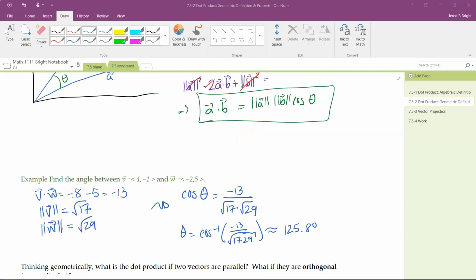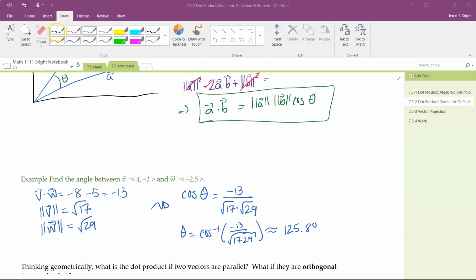And so here I did the dot product, minus 13, got the length of V was square root of 17, length of W is square root of 29, and then I just used the formula, or you could use this form as well. And at the end of the day, after I rounded and did inverse cosine, I got 125.8 degrees. Okay, great. So moving on with our life.